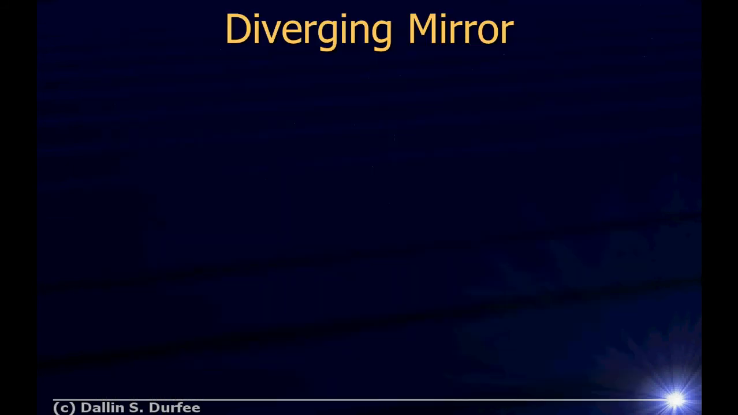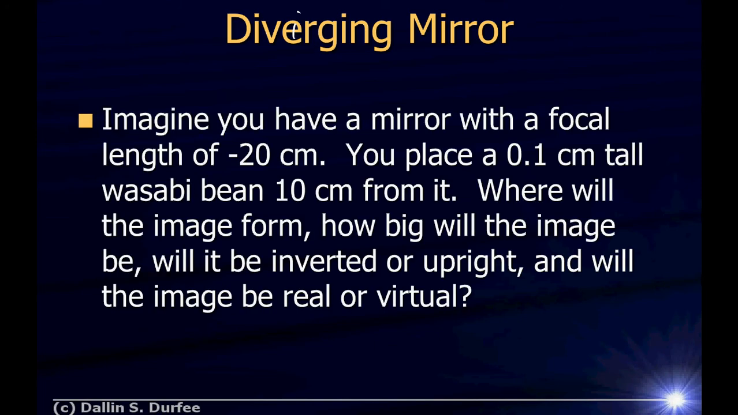Okay, one more type. Anyway, you'll forgive me for my typos. Imagine that you have a mirror with a focal length of -20 centimeters. So now we have a diverging mirror with a negative focal length. You place a 0.1 centimeter tall wasabi bean 10 centimeters from it. Well, where will the image form? How big will the image be? Will it be inverted or upright, and will the image be real or virtual?